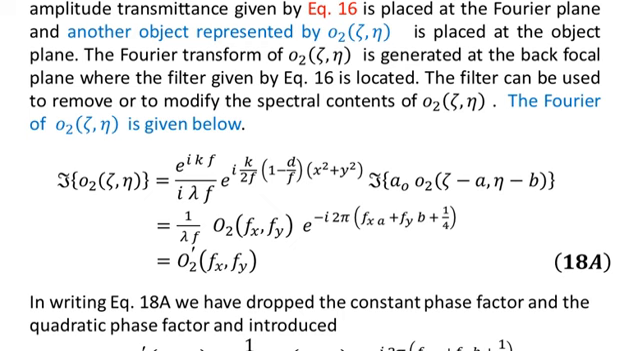But you see that small o2 will now be replaced by capital O2 as the Fourier transform, with the Fourier frequency fx, fy. So we are replacing this whole quantity by O2 prime. So 1 over lambda f multiplied by O2 as a function of fx, fy, and e to the power minus iota 2 pi, with the phase factor fx into a plus fy into b plus 1 over 4. This whole second term in equation number 18a has been replaced by O2 prime as a function of fx, fy, the last step in equation number 18a.